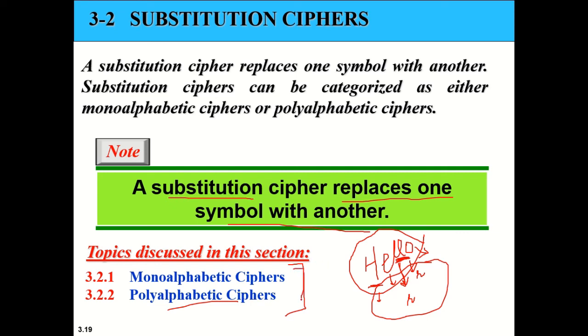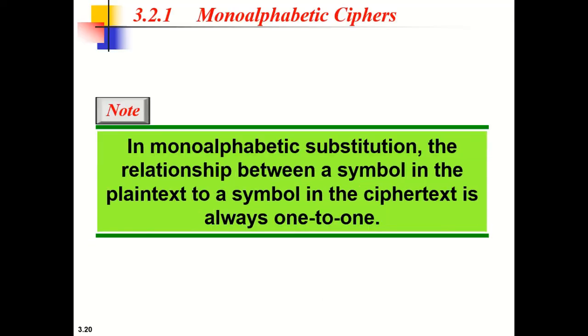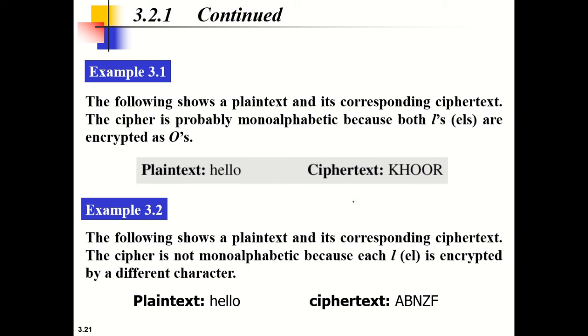And these two kinds of ciphers we have in substitution ciphers. Now in mono-alphabetic ciphers, as I already told you, the relation is 1 to 1 between the symbols of plain text and the ciphertext. This is telling you that the relationship between the symbols in the plain text and the ciphertext is 1 to 1. This is an example to make you understand it in a better way.